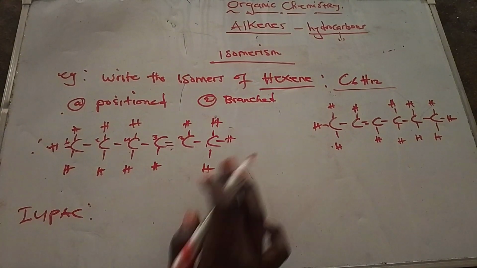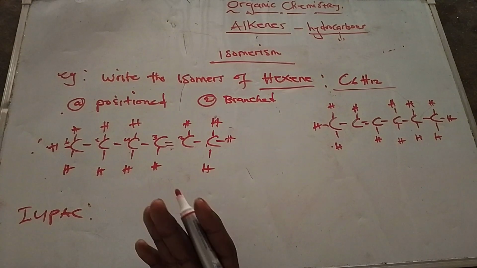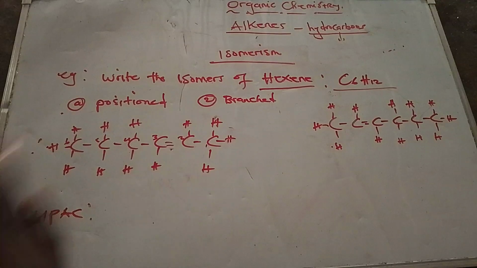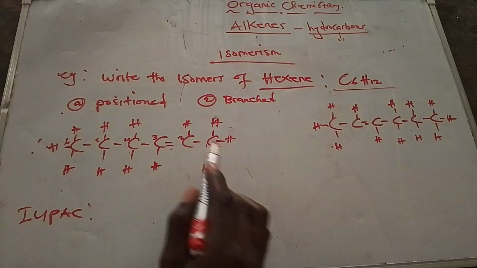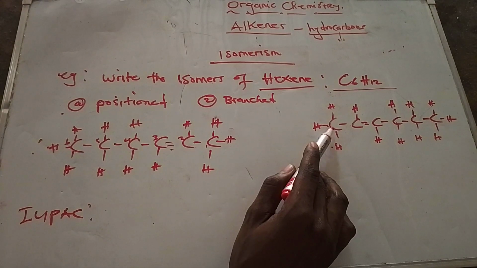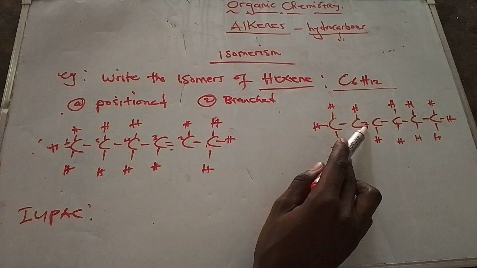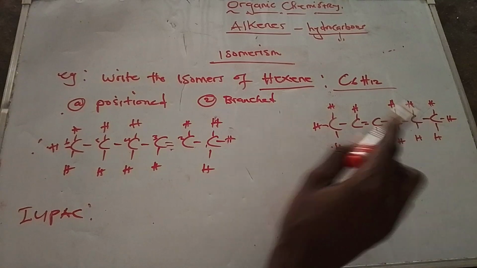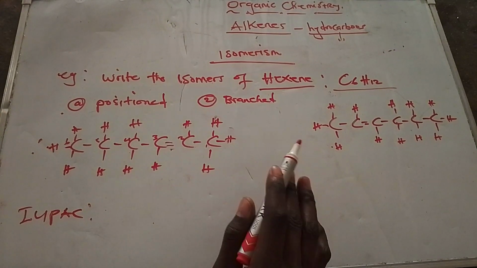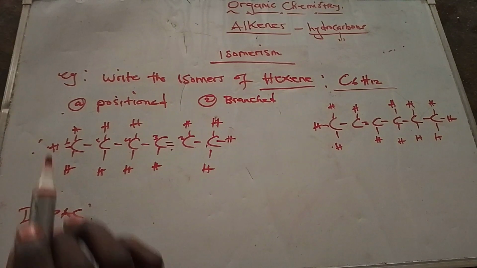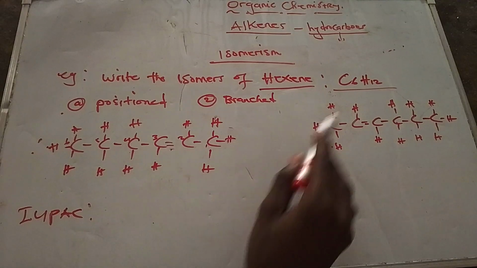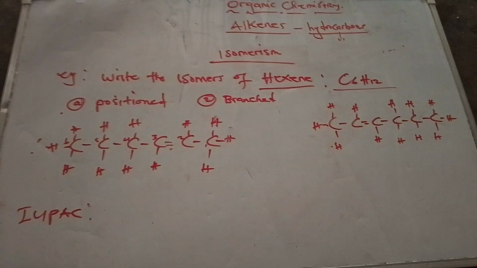So in counting the carbons, ensure that you start from the carbon which is closer to the double bond. Hence, this one will be my carbon 1, then carbon 2, 3, 4, 5, 6. In this case, 1 should start from here because this end is nearer to the double bond than the other. Therefore, the parent name will be maintained as hexane because the carbons in a straight line are 6, equivalent to the prefix hex.